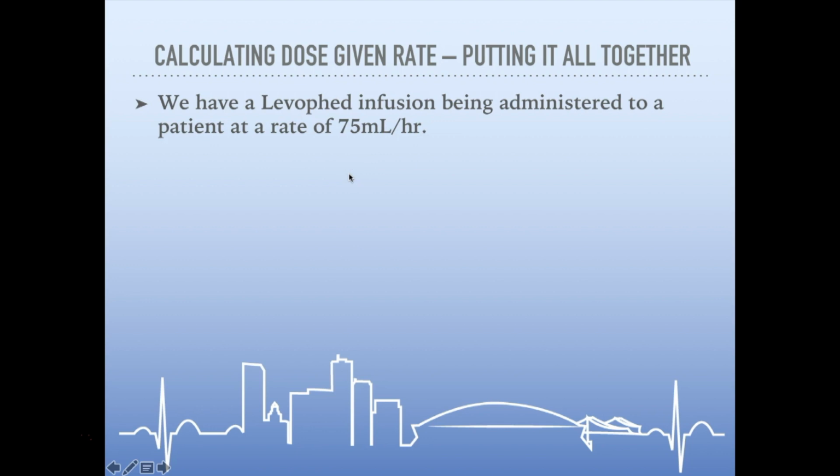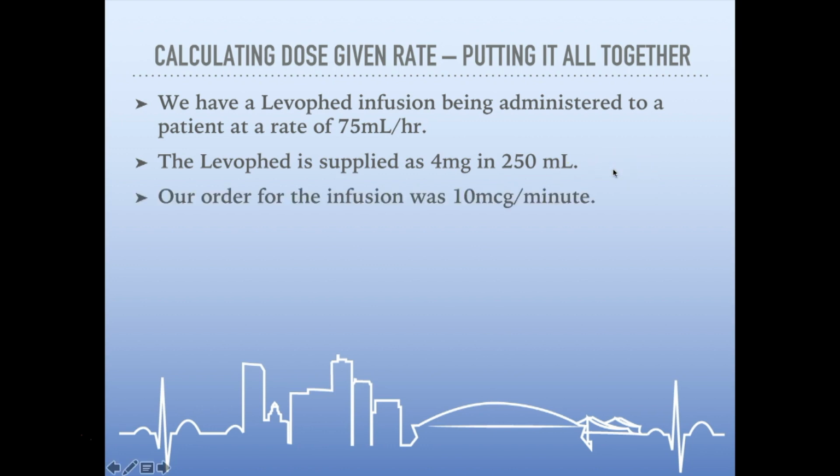For our first practice problem, we arrive at work and we get a report on a patient who has a Levophed infusion running. We walk into the room and we see that our patient is hypertensive. We look at our pump and we see that our Levophed is running at 75 milliliters per hour. Our Levophed was supplied as 4 milligrams in 250 milliliters. Our dose that was ordered is 10 micrograms per minute. Is this the appropriate rate for the order?